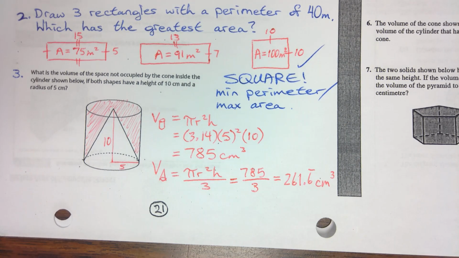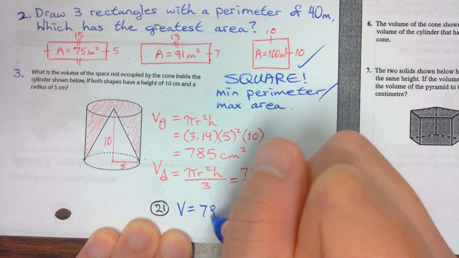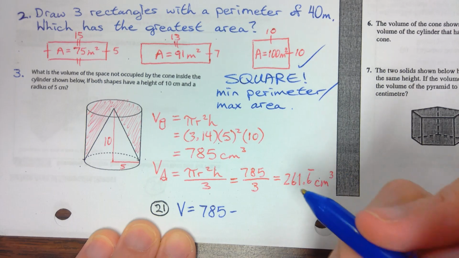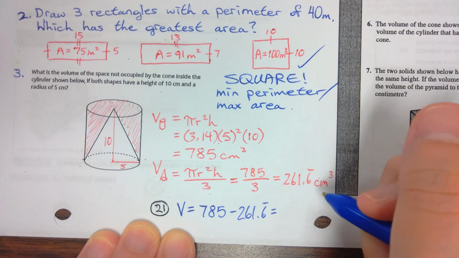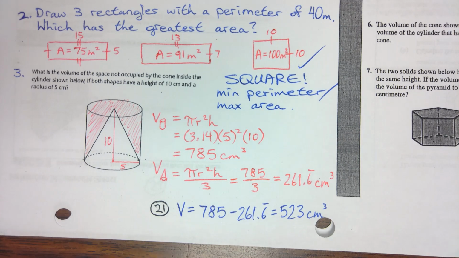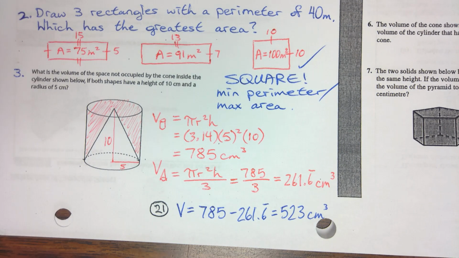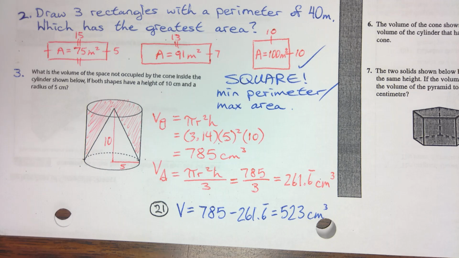What did we say we have to do? Subtract them. Good. Not add, but subtract because I want the space in between them. Okay, and I get roughly about 523 centimeter cube. Okay. So what do we say the connection is between a cone and a cylinder? Given the height and radius is the same, what's the connection with their volume? All you have to do is divide by 3.